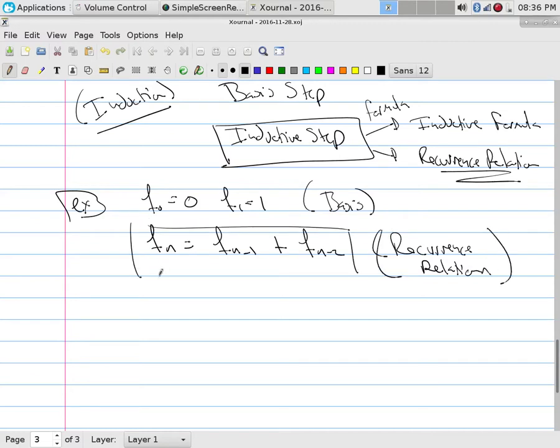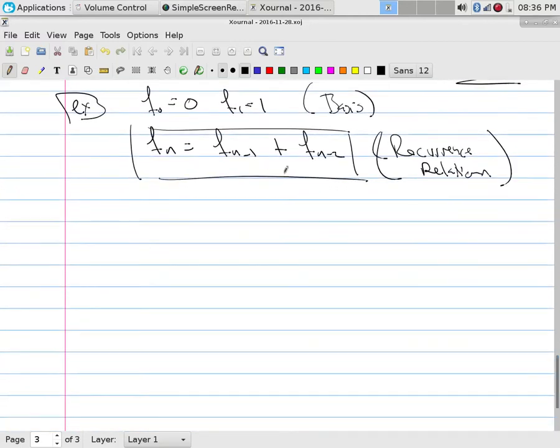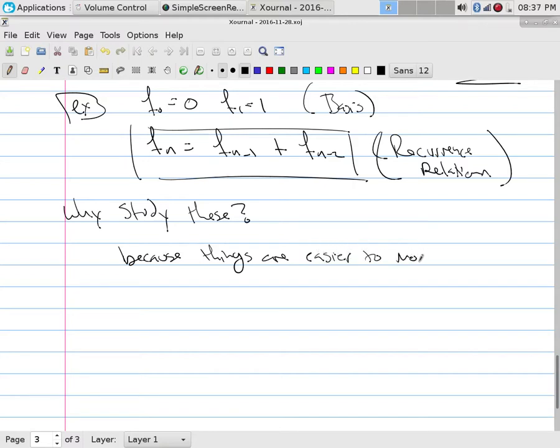So we're going to study these things, and one of the questions is, why do we study recurrence relations? The reason why we study these is because sometimes things are easier to think about or easier to model using a technique to make new objects from old.